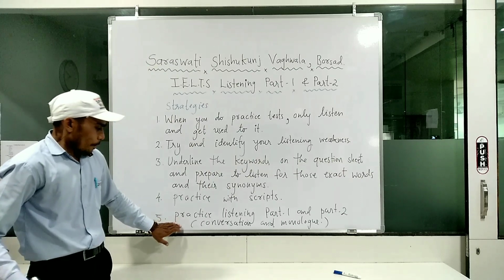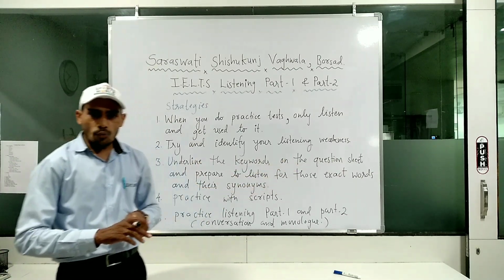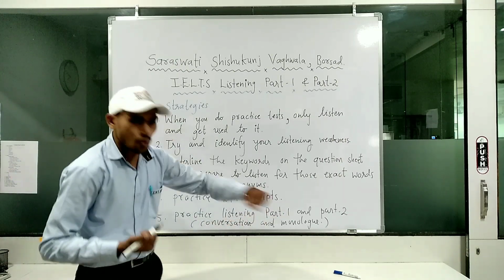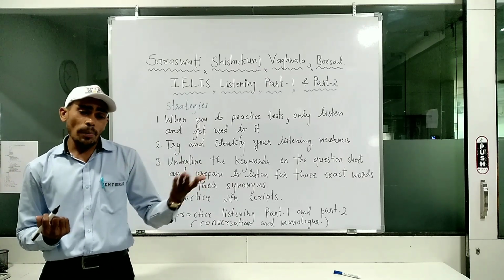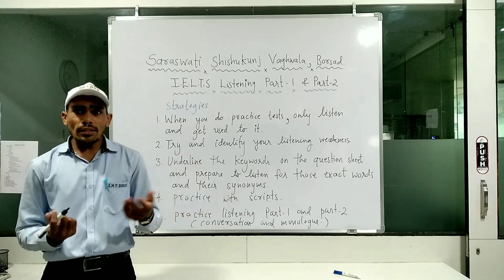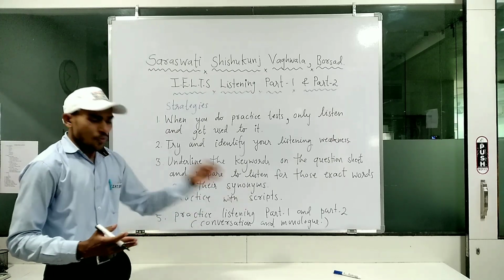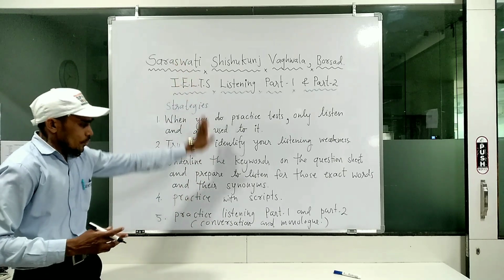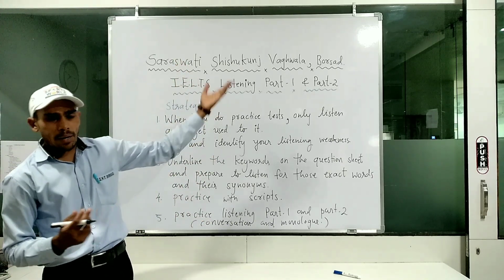Okay, students, practice listening part 1 and part 2. As I mentioned before, what are the types of questions that you have? One is conversation and the second one you have monologue. So conversation is something where 2 or 3 people are talking and you are trying to get the answers, and monologue is something where only one person speaks and you need to listen. So these are the 2 types of questions that you need to practice of IELTS listening, and all these 5 strategies you need to follow when you do IELTS listening part 1 and part 2.